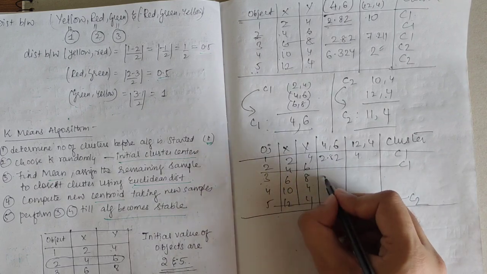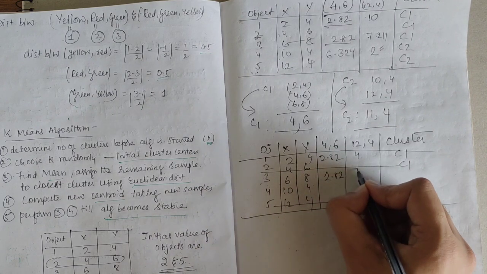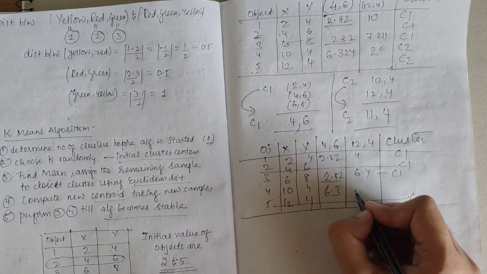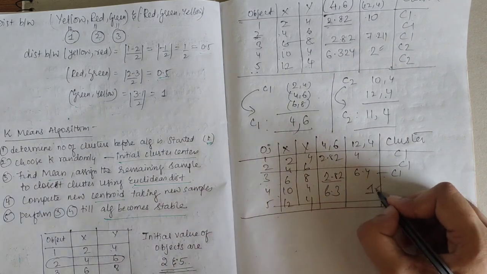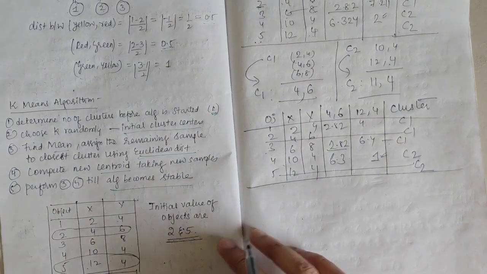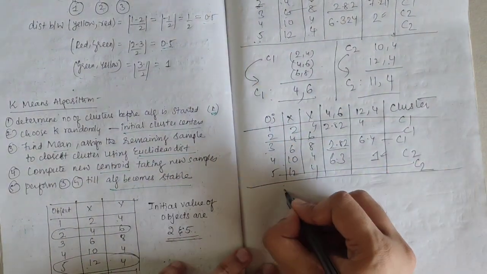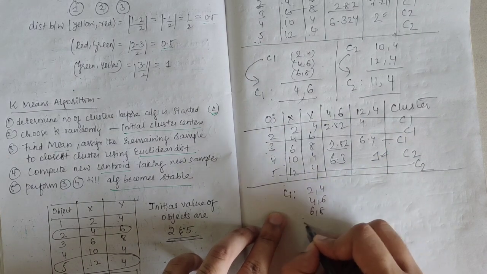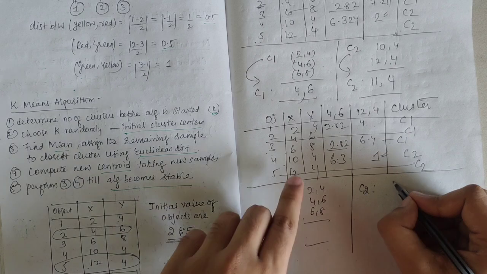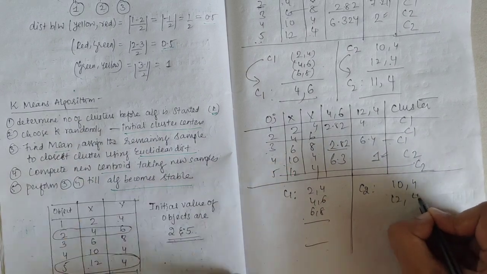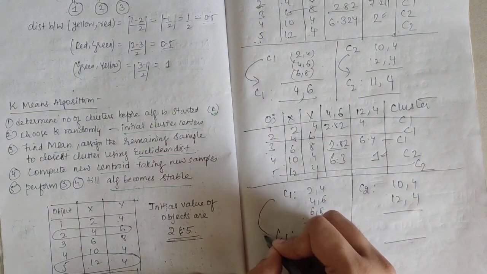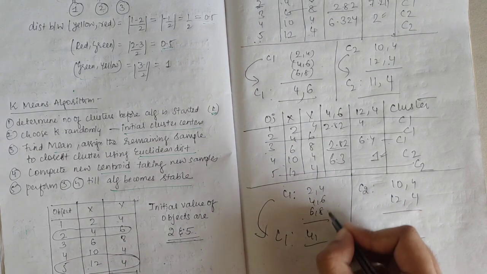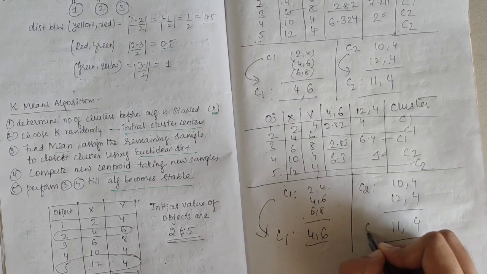For 3, if I calculate, I would get 2.82 here and 6.4 here, so C1 only. And for 4, if I calculate, I'll get a distance of 6.3 here and 1 here. So 1 is lesser, right? So C2. So again I have obtained the new clusters. Let me write it here. For C1, I've got 2, 4; 4, 6 and 6, 8. And on this side, I have got 10, 4 and 12, 4. If I find the new cluster centers, 6 plus 4 is 10, 10 plus 2 is 12, 12 by 3 is 4, and here 6, and here also 11 and 4.